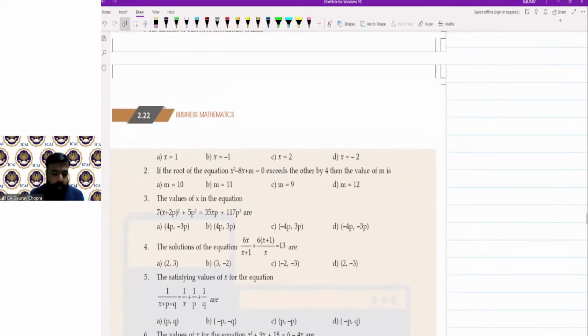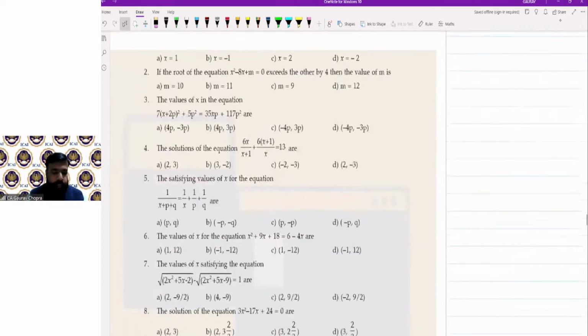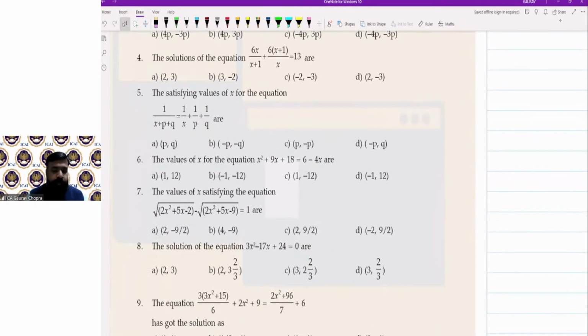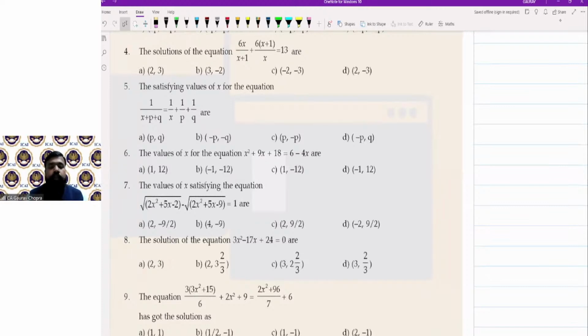Let us try the other one. Yes, the fourth one, exercise number G, and we are trying question number 4. The solution of the equations are. Now, in such a case, you can always try with the options and see which option is able to satisfy the equation.